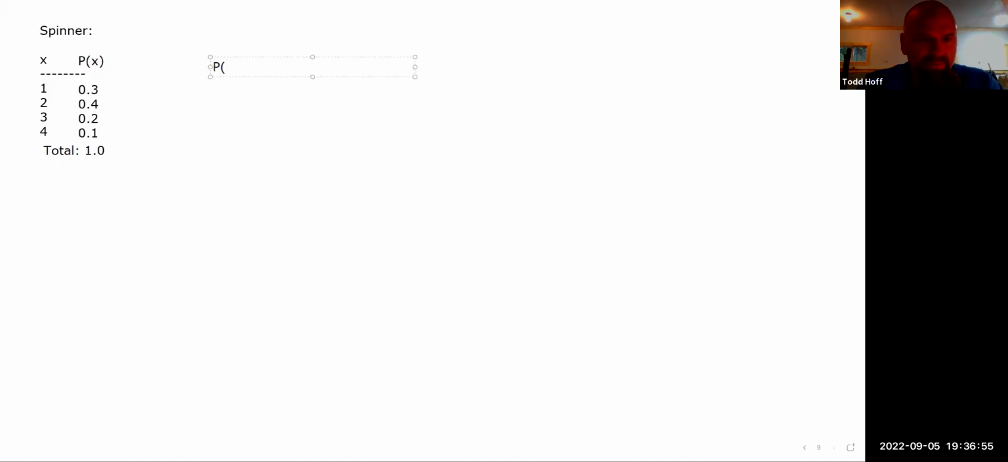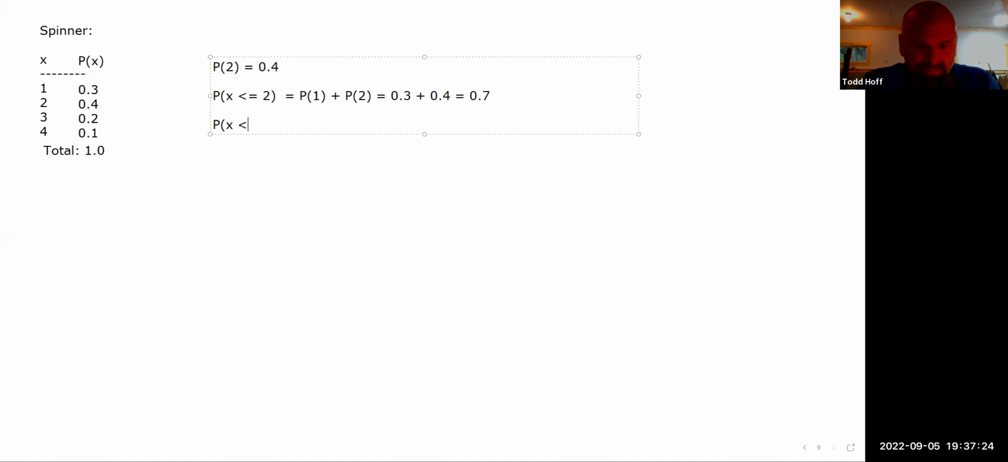So if I ask what's the probability of being a 2, well, I just get that right off the table, 0.4. What's the probability that x is less than or equal to 2? What's the probability of 1? Or the probability of 2? I can just add those up as well. Probability of being 1 is 0.3. Probability of being 2 is 0.4. Those add up to be a 0.7.